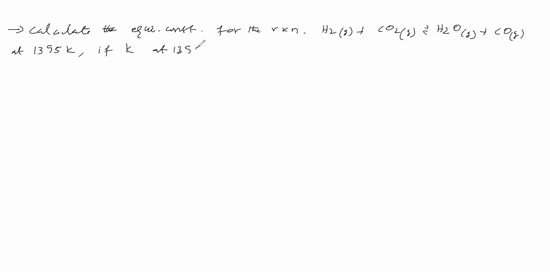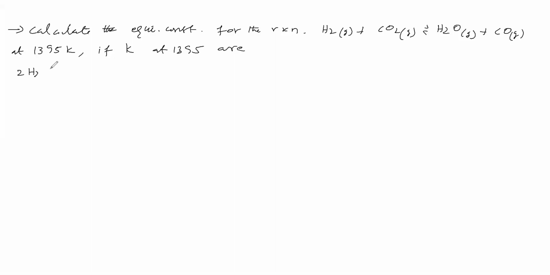Calculate the equilibrium constant for the reaction H2 gas plus CO2 gas gives H2O gas plus CO gas at 1395 Kelvin, if the equilibrium constant at 1395 Kelvin is given for the following reactions.